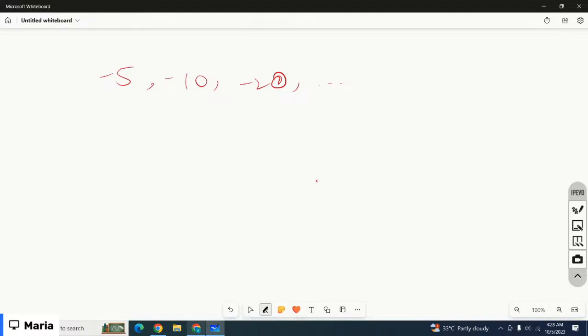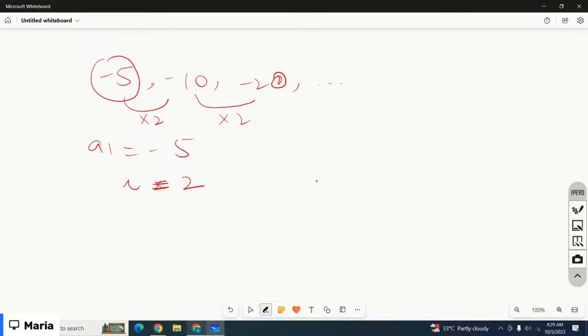Okay, this is the first term. You can say a1 equals -5. And the next number is the multiple of 2. -5 times 2 is -10. -10 times 2 is -20, right? That means the common ratio r equals 2, right? r is the number you are multiplying with.